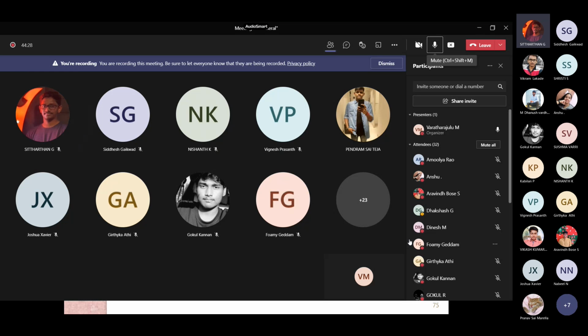Which team is in the first position? Delhi Capitals. Who won the match yesterday? Delhi Capitals, sir. Yesterday's match is Delhi versus CSK, right? Yes, sir. Delhi Capitals won the match. Okay, fine. Is there any other current affair?